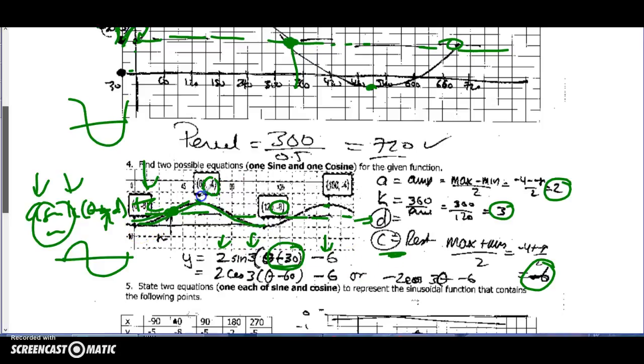So if you say what starts here, that's actually an inverted cos curve. So that's what I have here. -2 cos 3 theta. I'm not adding anything to it. -6. So if you got that, that's great. If not, just do this here.